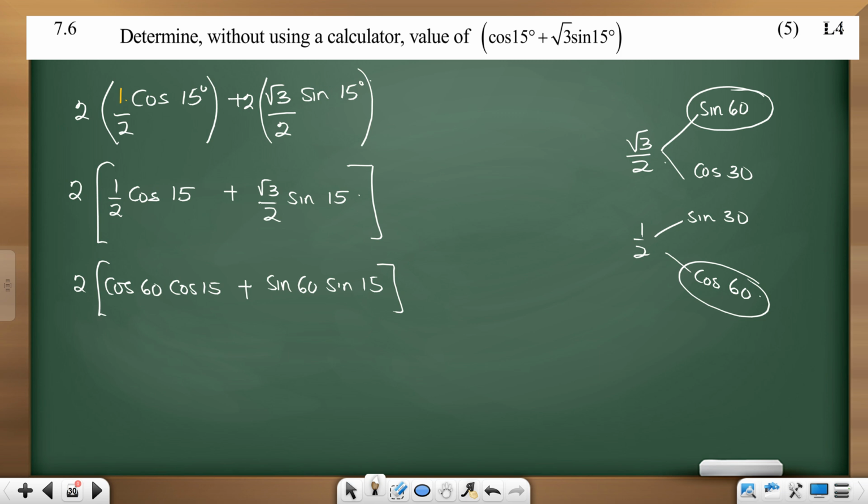What do you notice? Cos, sine, sine. So that should give me what? 2 into bracket cos 60 minus 15. And what is 60 minus 15? 45. And what is cos 45? Root 2 over 2. And what's my answer?